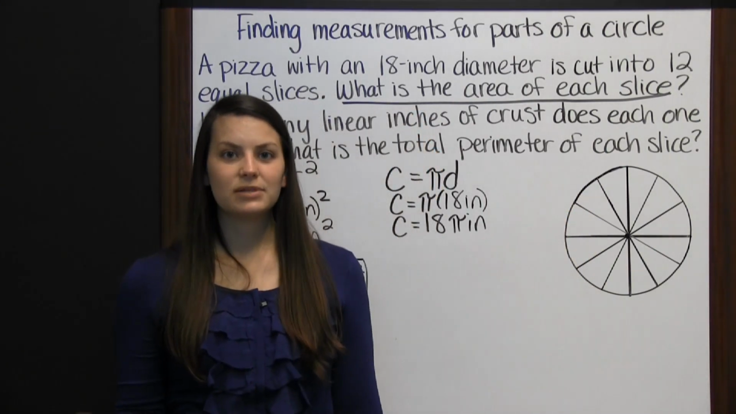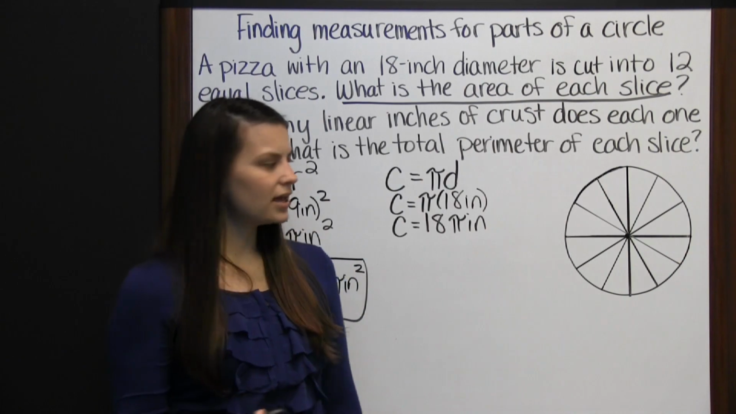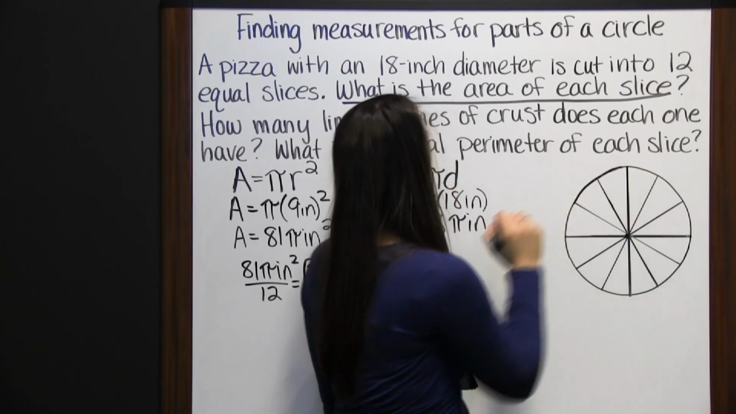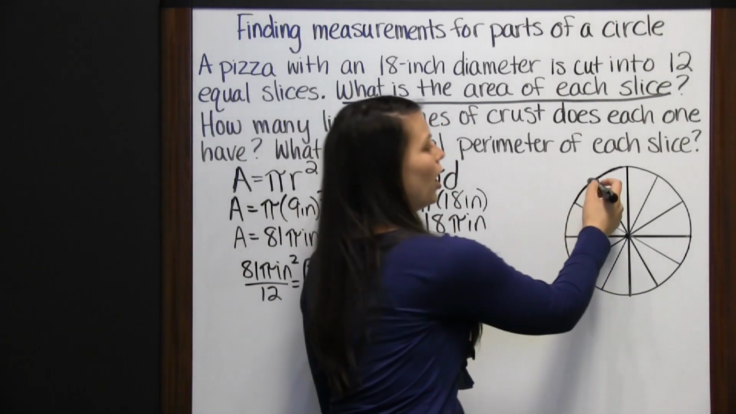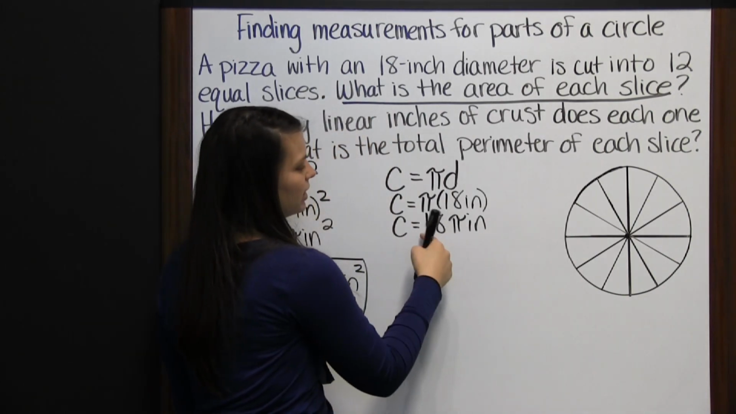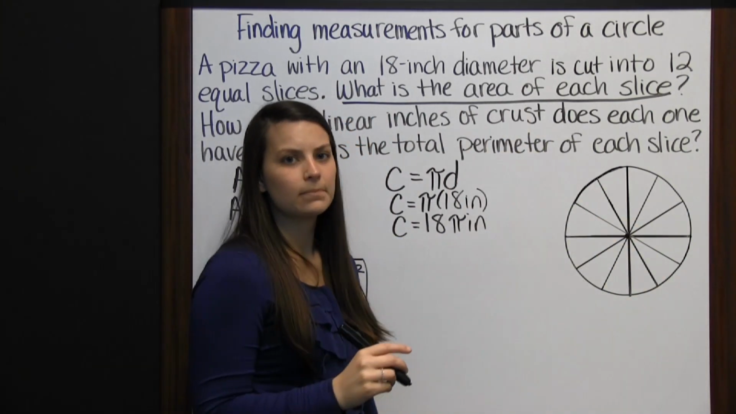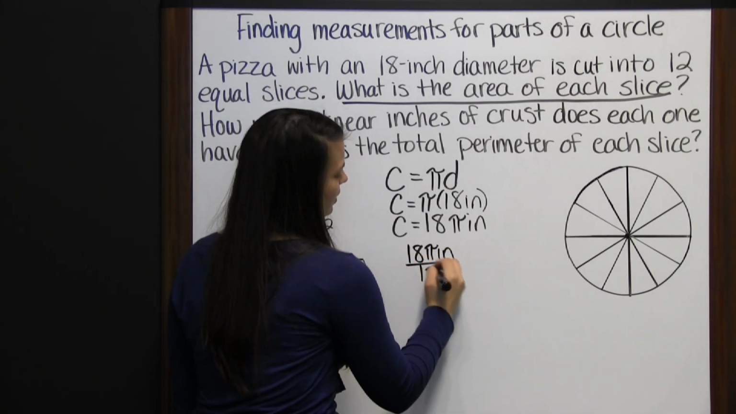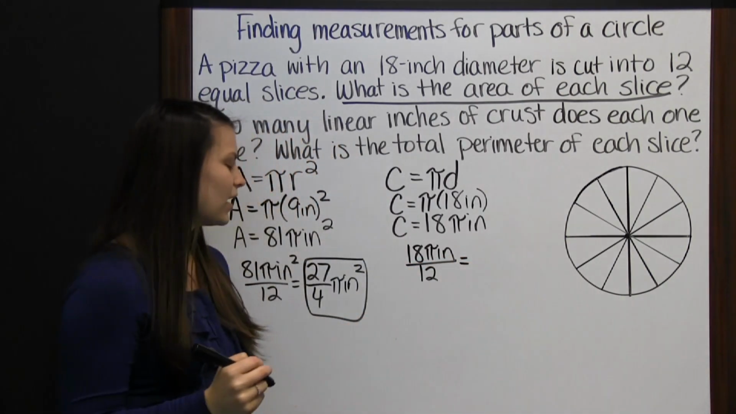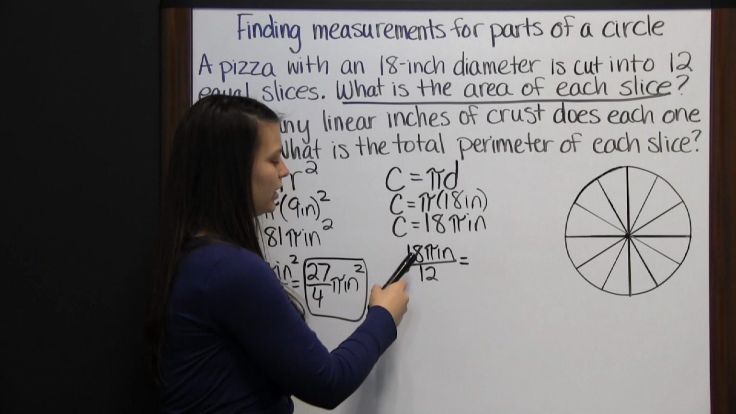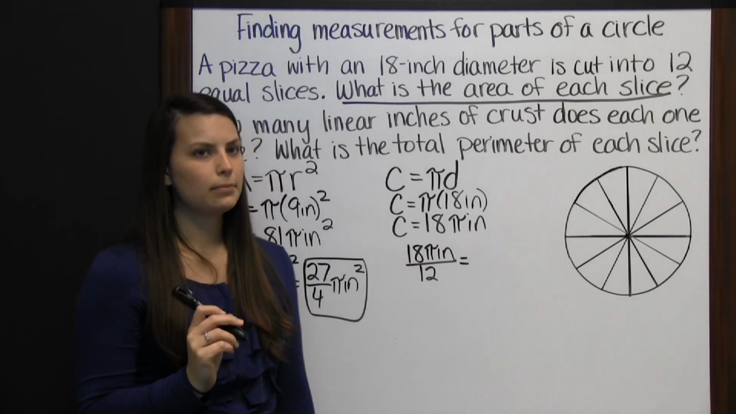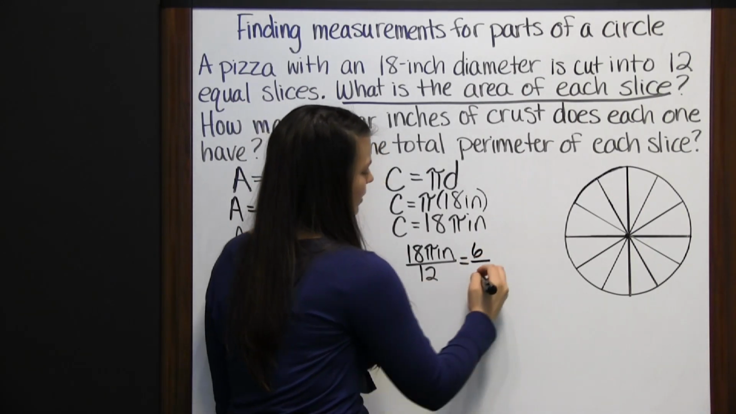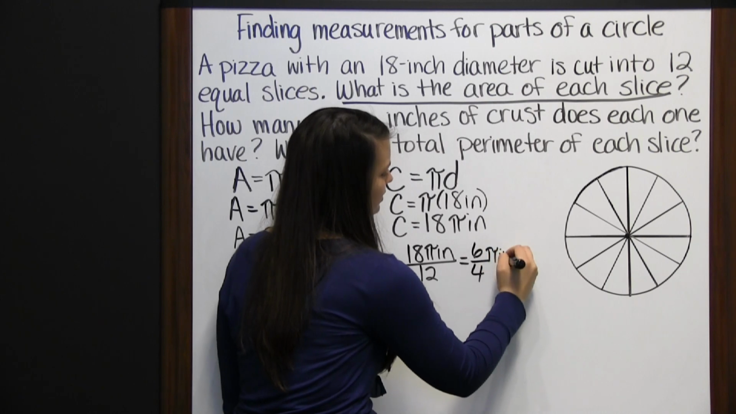But our circumference has been split into 12 equal slices by these 12 pieces of pizza. So if we want to find the linear inches of crust one slice has, then we take our linear inches of crust for the whole pizza and divide it by 12. So that's 18 pi inches divided by 12. And that can be simplified. We can divide our numerator and our denominator by 3. 18 divided by 3 is 6, and 12 divided by 3 is 4, so 6/4 pi inches.